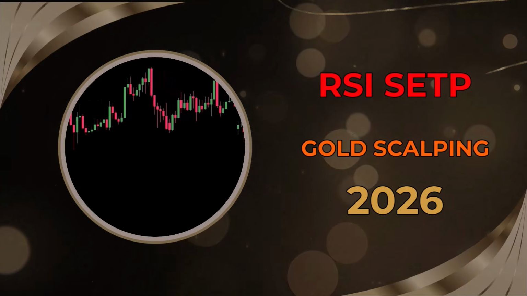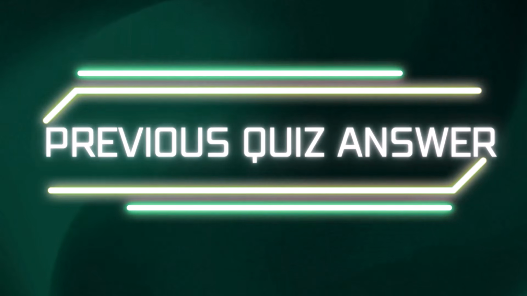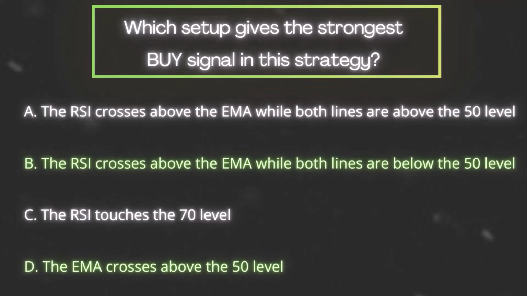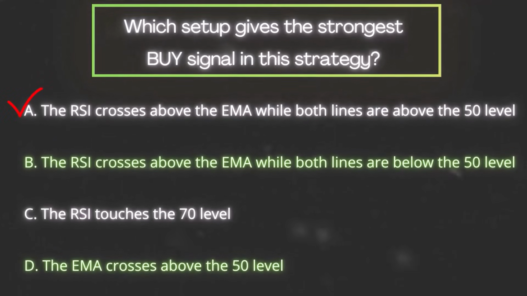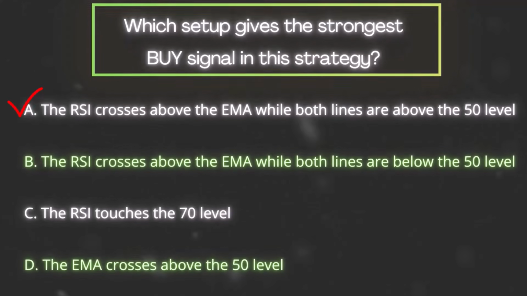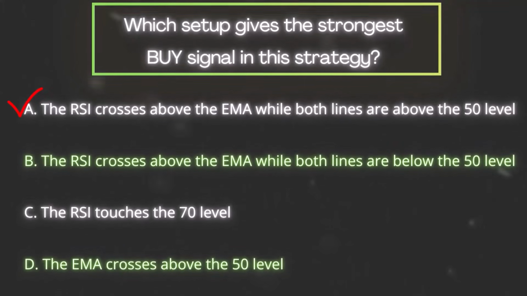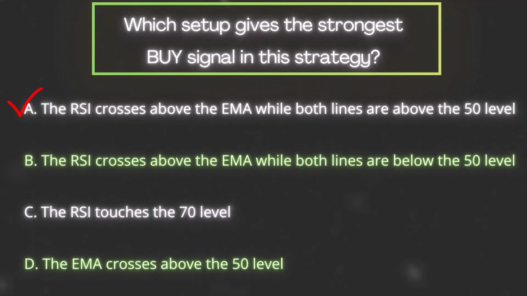So let's get started. Before we begin, let's reveal the answer to the quiz from my previous video. The question was, which setup gives the strongest buy signal in this strategy? The correct answer is A. The strongest buy signal happens when the RSI crosses above its EMA while both lines are already above the 50 level. This tells us that bullish momentum is strong and increasing. If you got it right, well done.